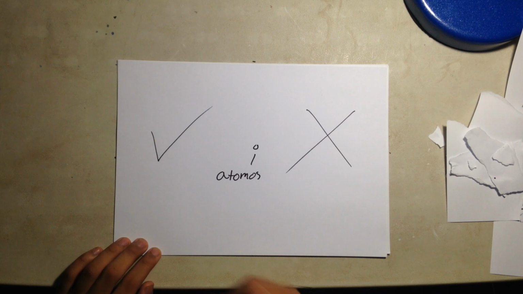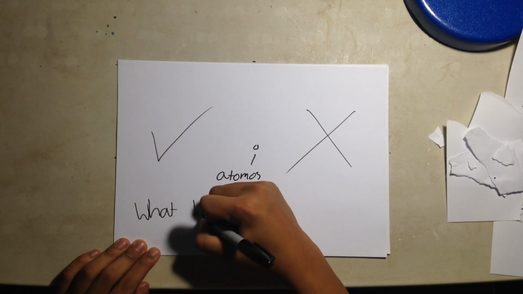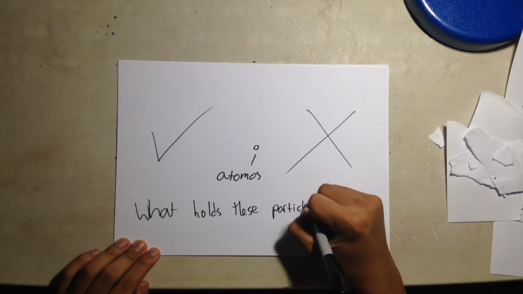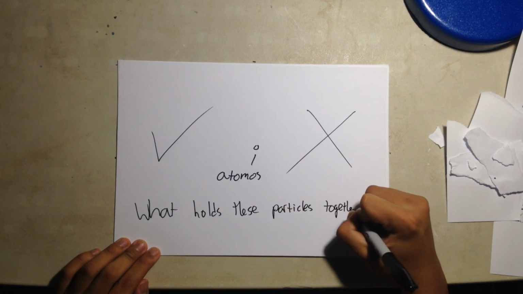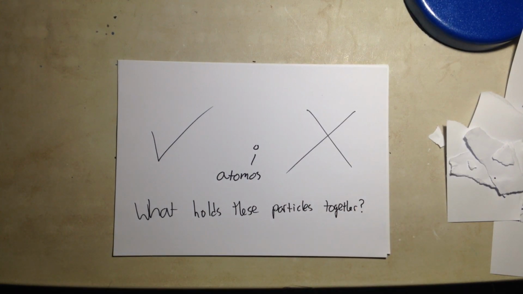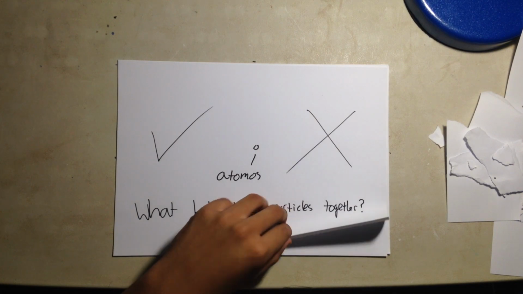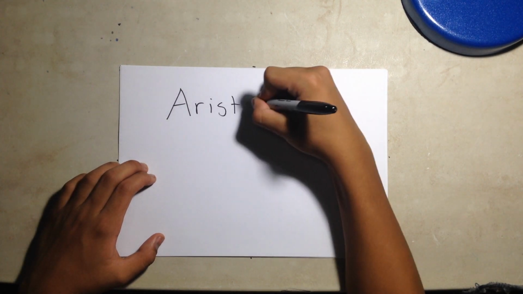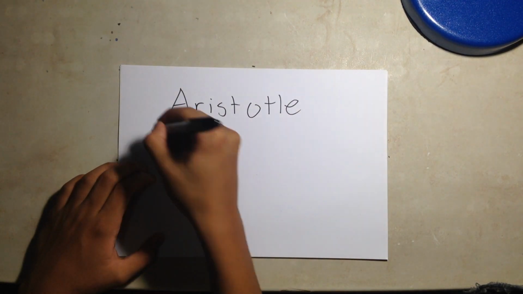He also believed that these particles moved through empty space and that different atoms of different elements varied in shape and size. However, he was shut down by many other philosophers of the time when they asked him, what holds these particles together? Another famous philosopher from the Greek era that seemed to want to shut down Democritus' ideas was Aristotle.